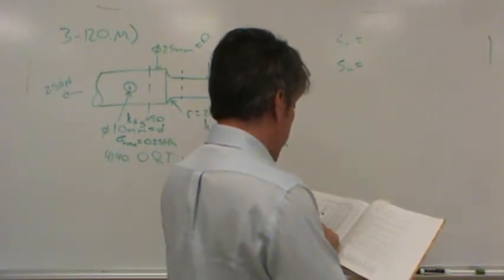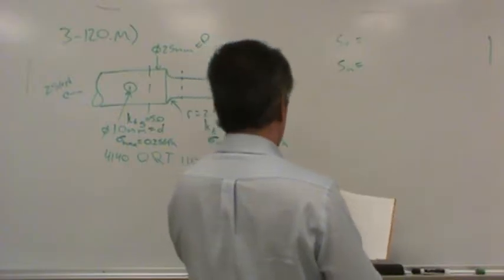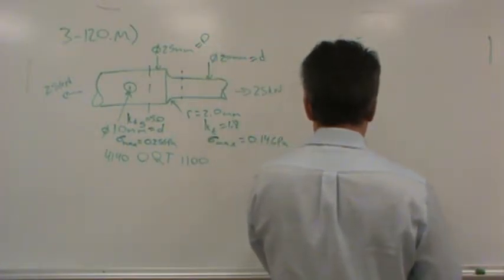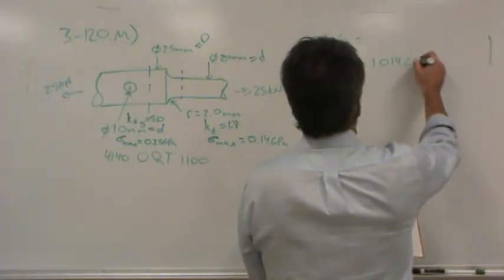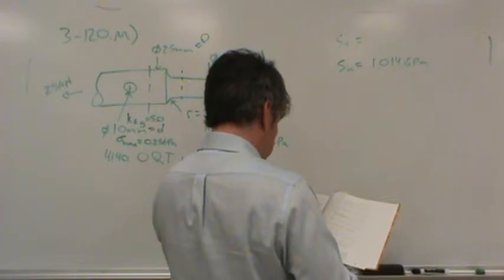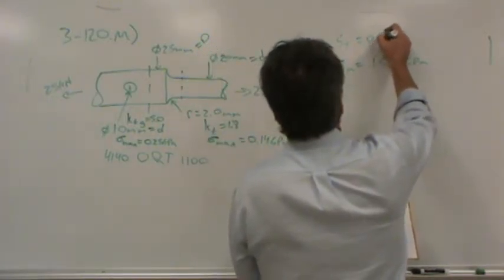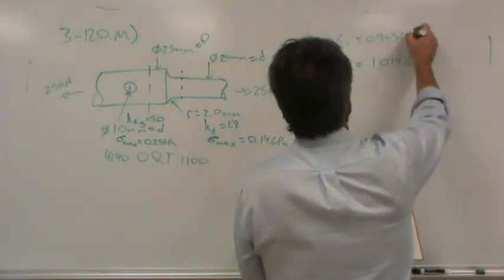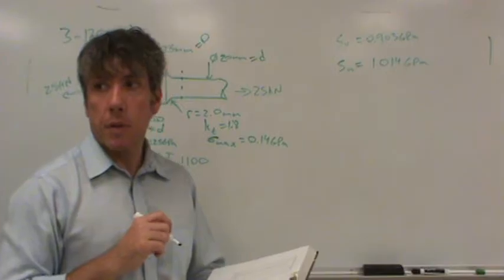The ultimate strength is 1014 megapascals, which is 1.01 gigapascals. So ultimate strength 1.01 gigapascals. Yield strength looks like it's 0.903 gigapascals. Everybody see where I got those? Did I get the right numbers?